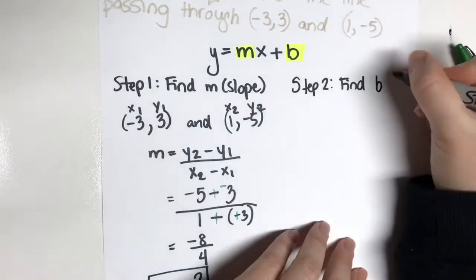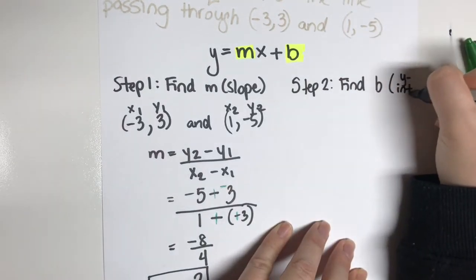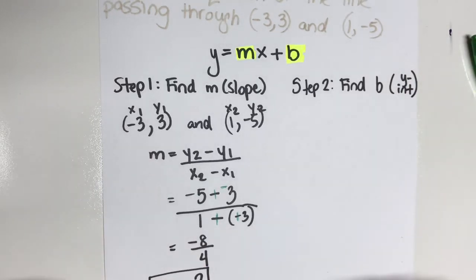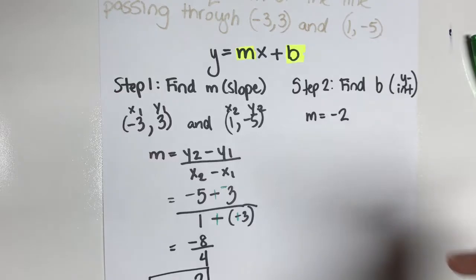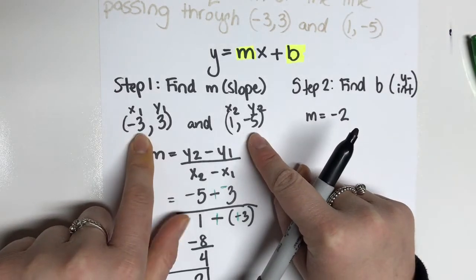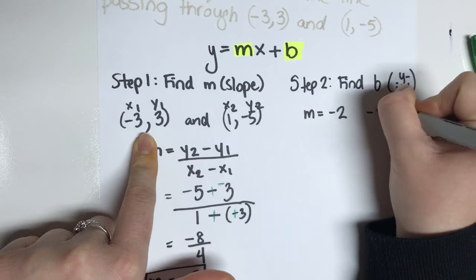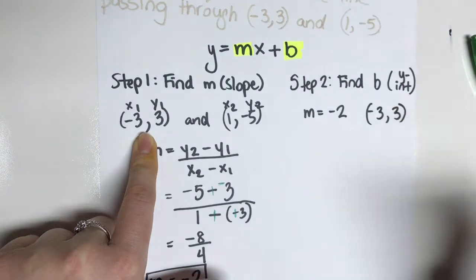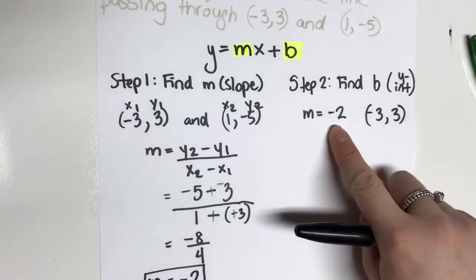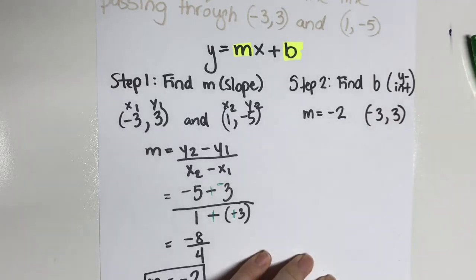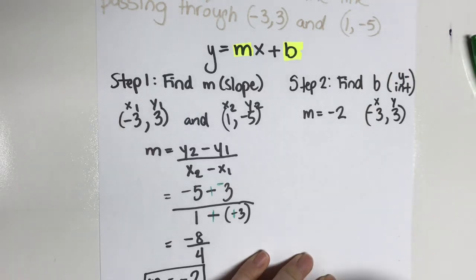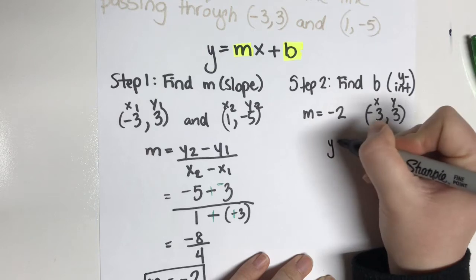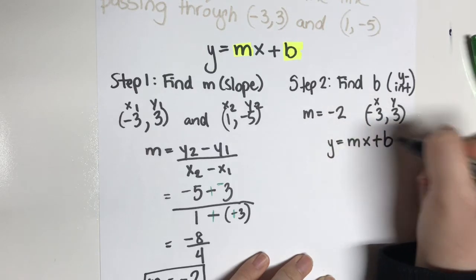I'm going to find the y-intercept using the same strategy that I did in the other types of questions in the previous video. So I'm going to use my slope, and I'm going to pick either of the coordinates. It doesn't matter which one you pick. I'll just pick this one here. You're going to get the same answer whichever one you pick. So this is my slope, and this is my coordinate. I'm going to label it x and y. And this is what I'm going to substitute into the equation y equals mx plus b.